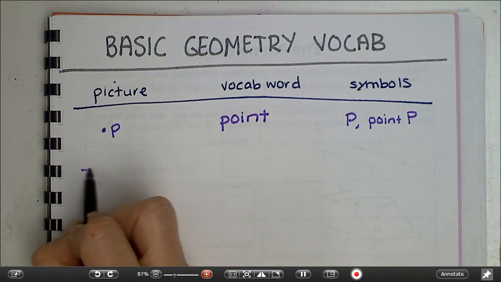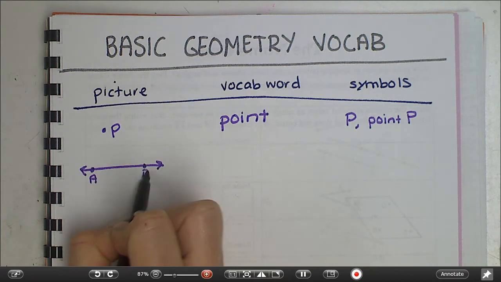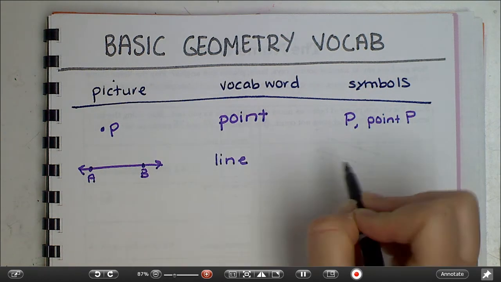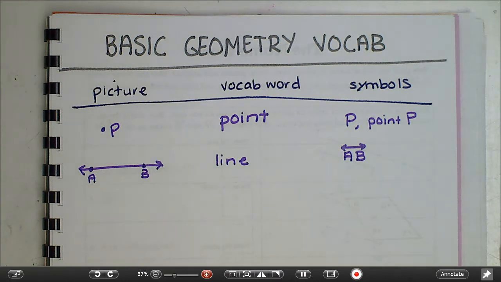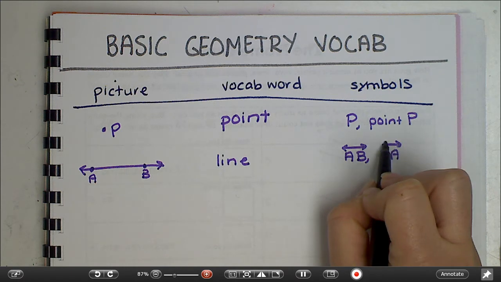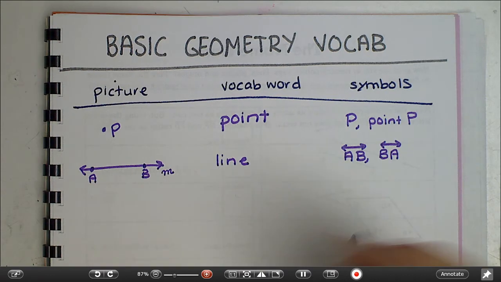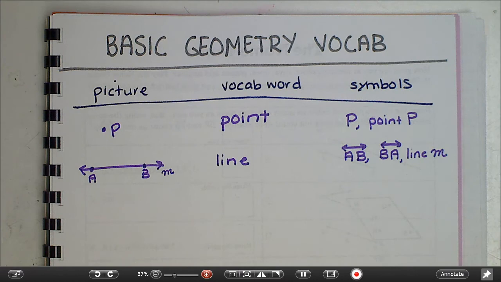If you have an endless, infinite series of points all connected to each other, going on forever in both directions, that is a line. And a line is written as 2 capital letters with a little line symbol on top. You can do it in either direction. And also, often, there's like a fancy little letter at the end of the line, and you can use that. So you can just call it line M. If there's a letter, it will be a lowercase letter, kind of a fancy one in cursive.